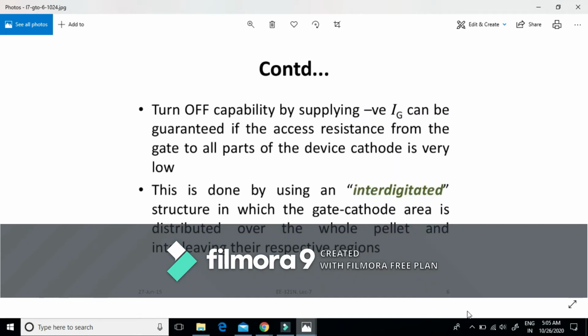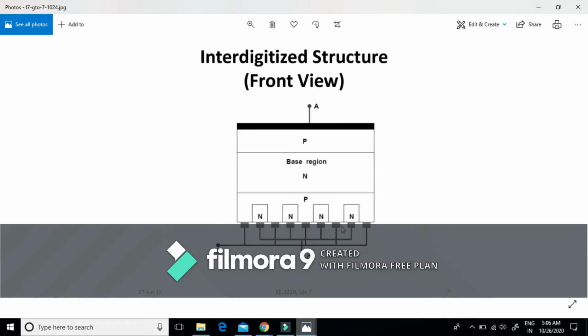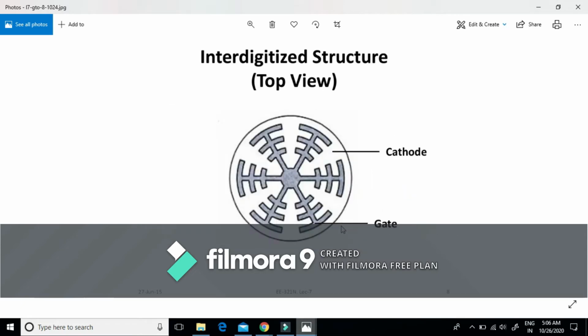Also, to optimize the current turn-off capability, gate and cathodes are interdigitated. This is called the interdigitated structure, in which the gate cathode area is distributed over the whole cathode surface. This is the interdigitated structure, and this is the top view of this interdigitated structure.